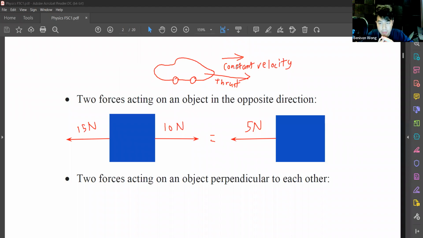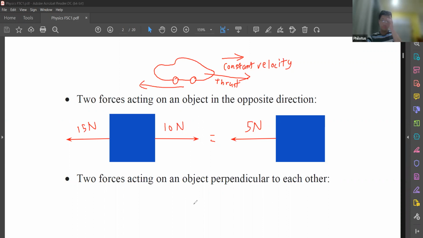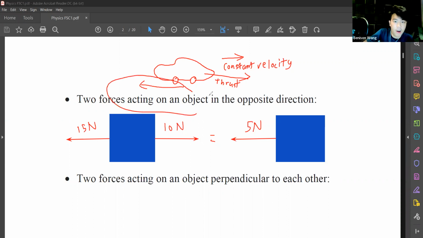Am I right? Yeah. F equals ma. If there is a force, there must be an acceleration. But over here, there is no acceleration. Why? Because the resultant force is 0. Why is the resultant force 0? There is another force in the opposite direction. If the car is moving at constant velocity, there will be another force in the opposite direction with the same magnitude as the forward force. This is what we call drag.